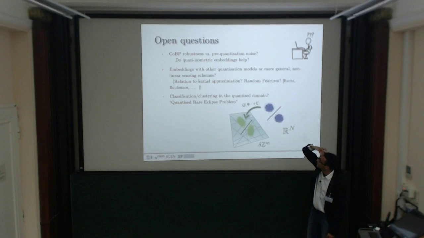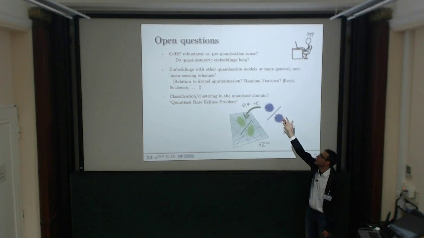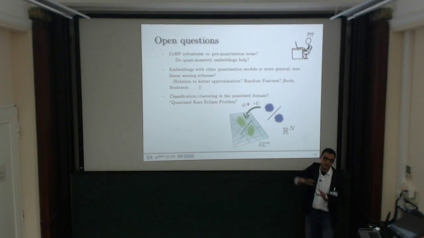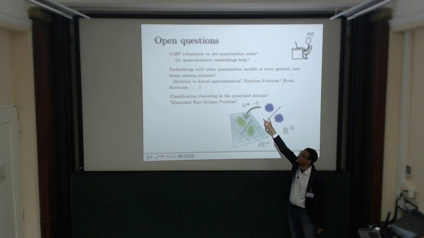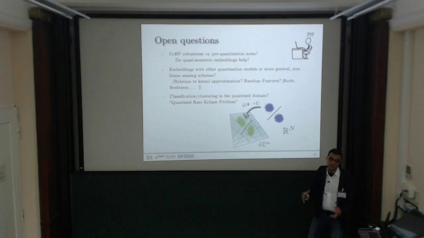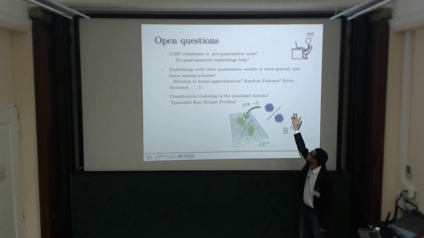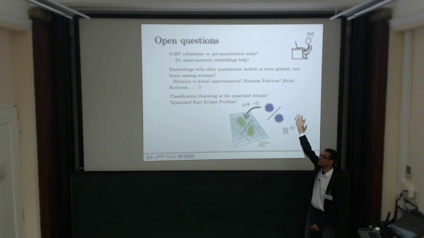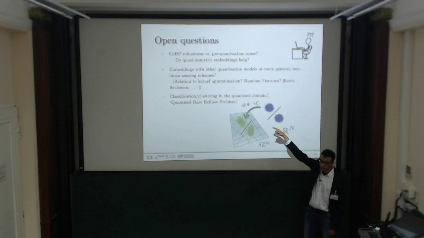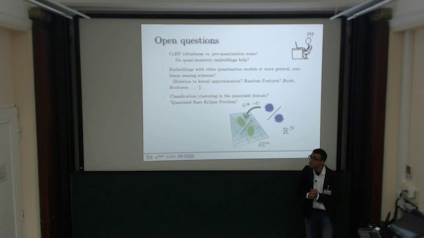As for CoBP, we don't know yet if pre-quantization noise disrupts everything, and the intuition is that we could use quasi-isometric embeddings to see if it is well behaved. And finally, there are generalizations, of course, of the quantized sensing model to other nonlinear sensing schemes. This could be related to the work of Recht and Boufounos on approximating kernels and random features, and this is probably more related to the learning aspect.